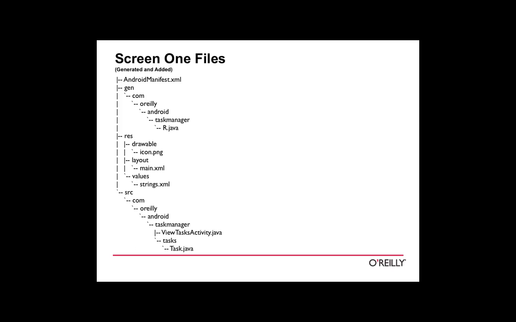And by the way, here is a list of the files that were created by Eclipse during this step. So we have a view tasks activity, which is the controller, or the activity that we set up, and the layout main XML file, which is used by that view task activity. And then one thing I forgot to create is the tasks model item. Let's just go on. I'll create that right away during the next steps.